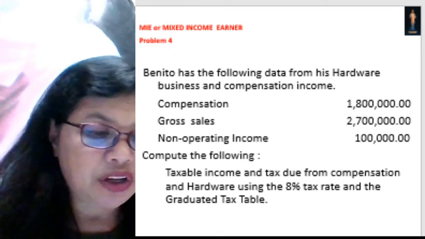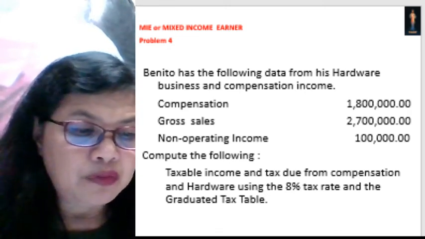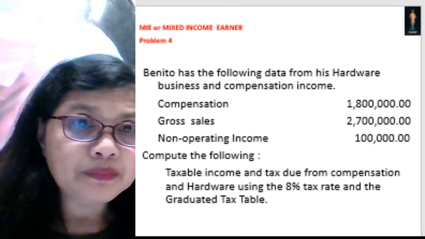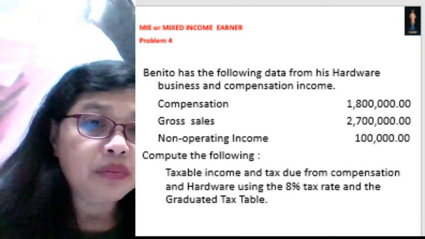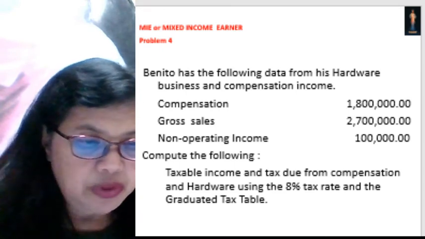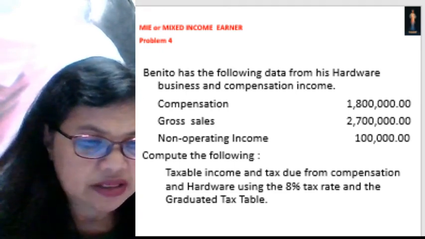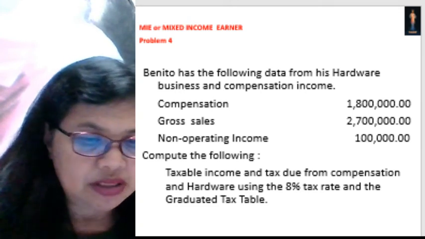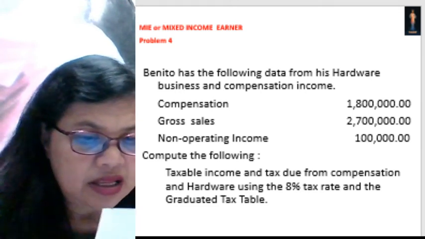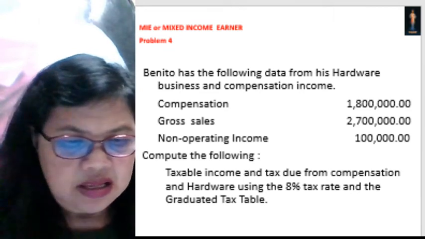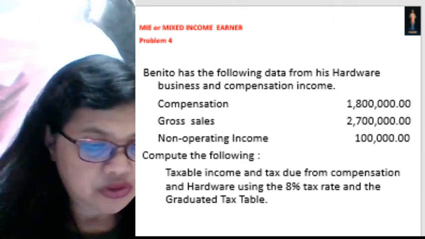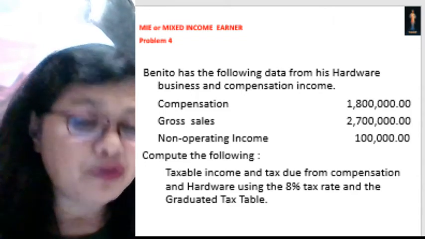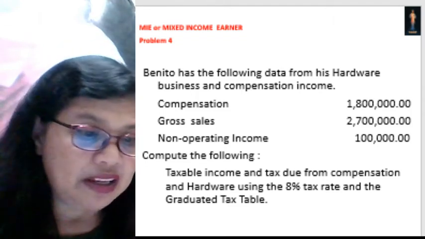First, you solve for the compensation of 1 million. Okay, then what will you do with the... no, this is Benito, with a compensation of 1.8. I think this is here. It is here, 1.8. What problem 4? So that is already, yes, 1.827. Okay. So 1.8, 1 million, you have to refer to the graduated tax table again.